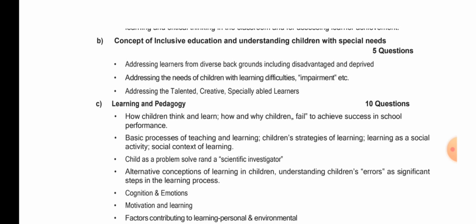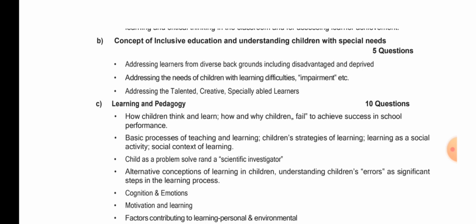Now, addressing learners from diverse backgrounds, including disadvantaged and deprived, addressing the needs of children with learning difficulties, then addressing the talented, creative, specially abled children. All right, what happens here? You will be studying about inclusive education. Inclusive education means all the children are included, right? All the children are included.